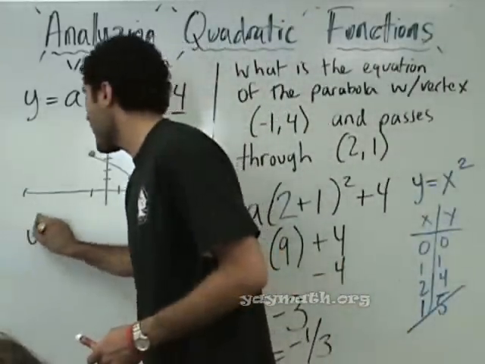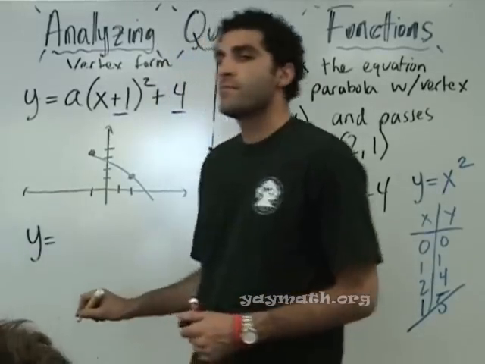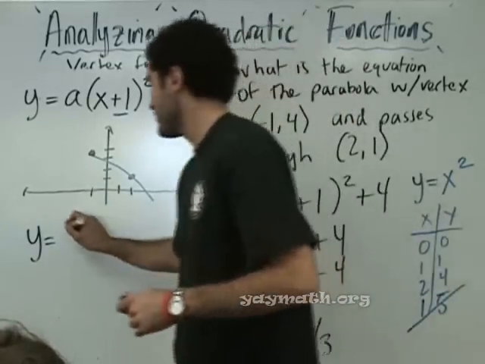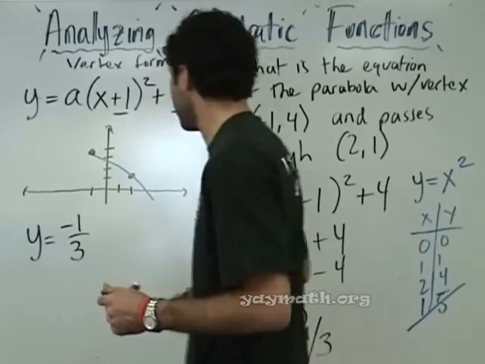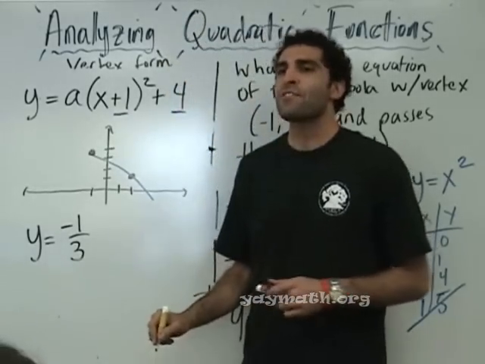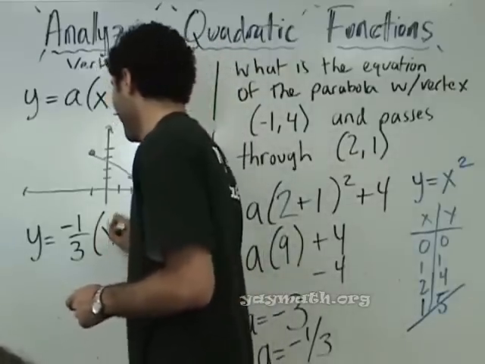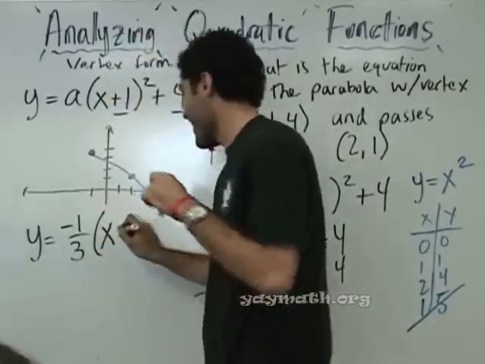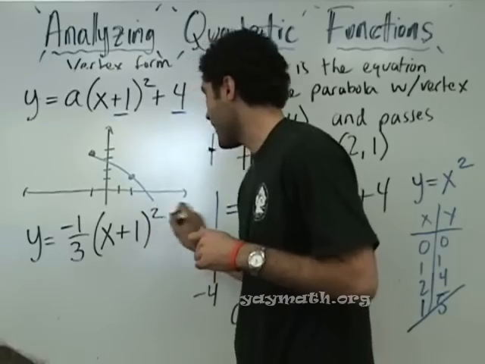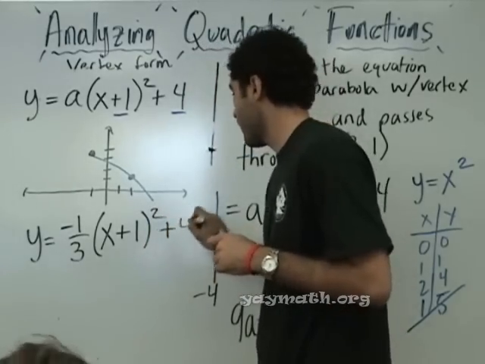So what's the equation? y equals what? -1/3. Bravo. Negative 1/3 times (x plus 1) squared plus 4.